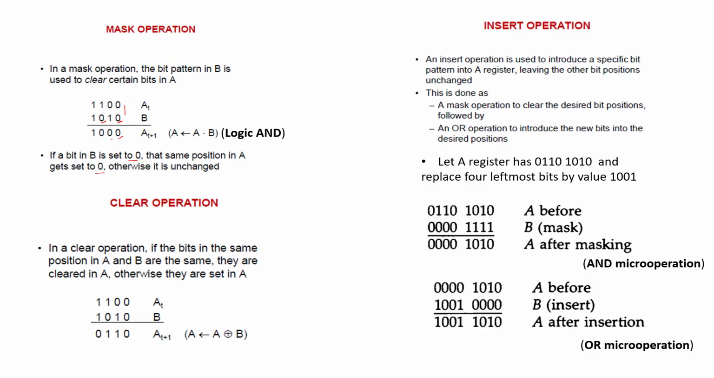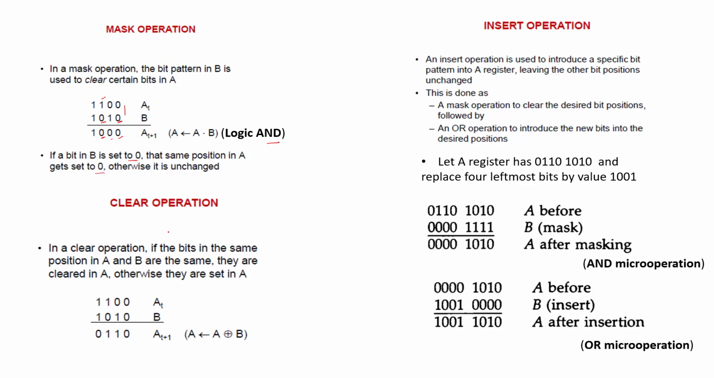Now here B is 0, and the corresponding position of A is 1, so this bit of A is set to 0. In the remaining positions, wherever the bit of B is 1, A remains unchanged. So here the logic AND ends.